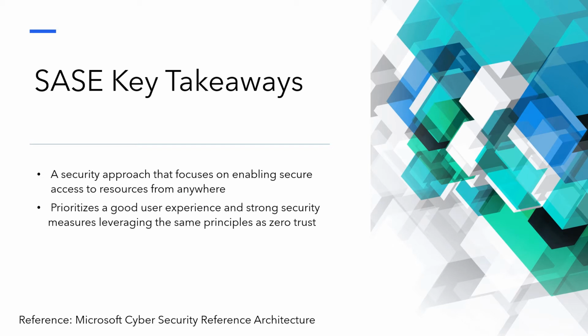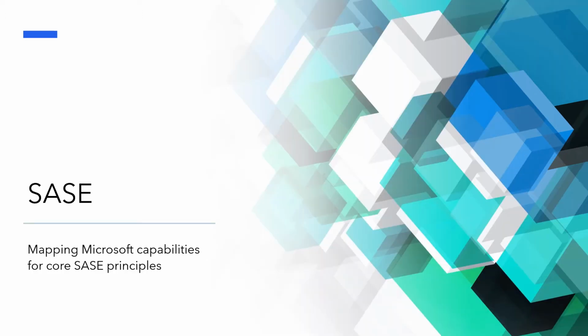When thinking about SASE at a high level, consider the following key takeaways. SASE is a security approach that focuses on enabling secure access to resources from anywhere, prioritizing a good user experience and strong security measures, leveraging the same principles as Zero Trust. Now let's take a look at how Microsoft's security and identity capabilities align with core SASE principles.